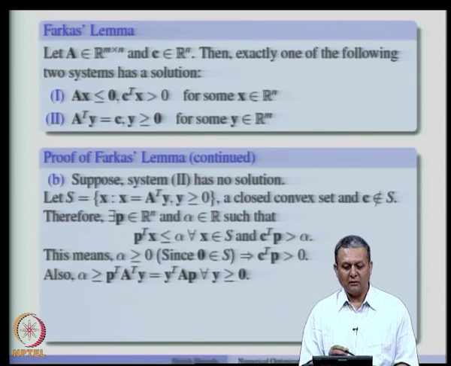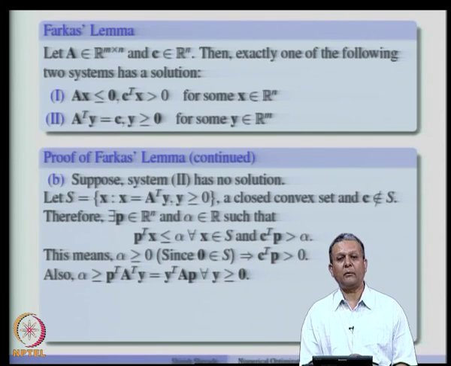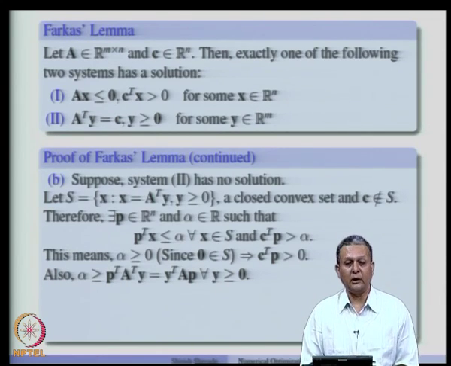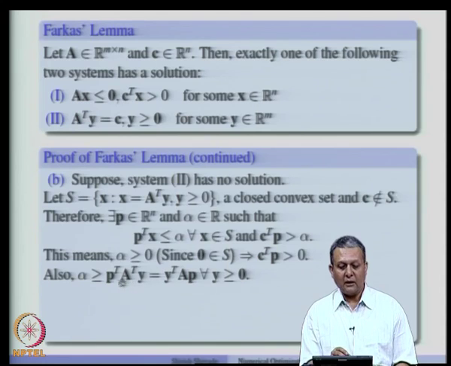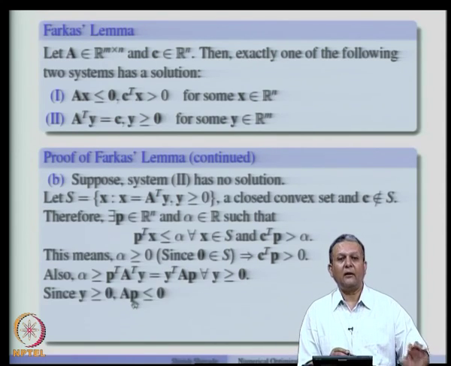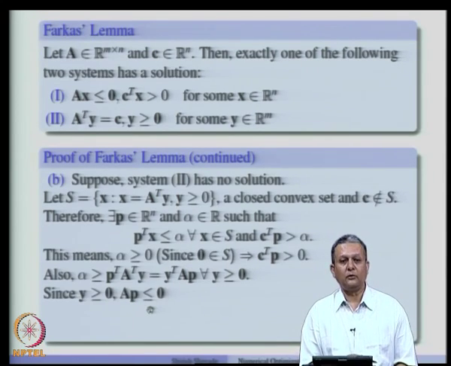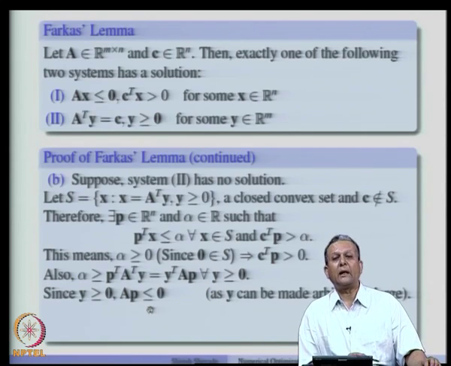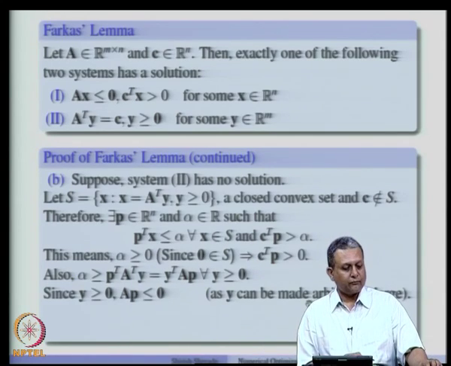Now, if that happens, and if AP is greater than 0, then y is very large, then y transpose AP will become a very large quantity, and we want alpha to be greater than or equal to y transpose AP, and that may not be possible if y is made very, very large. So, the only way that this inequality holds is that AP has to be less than or equal to 0, since y can be made arbitrarily large.